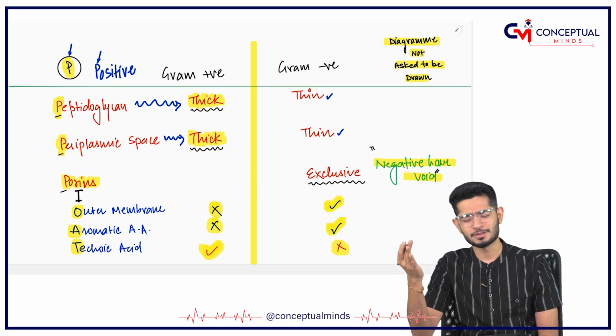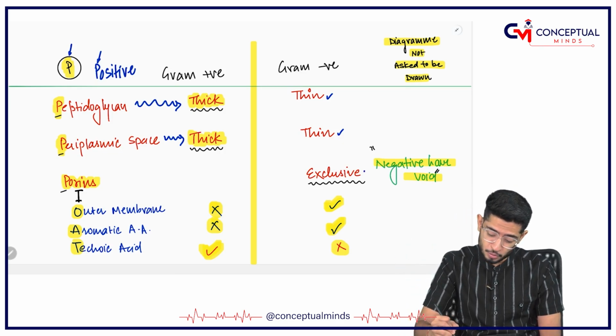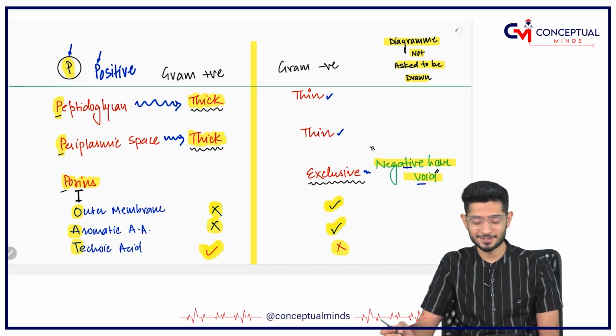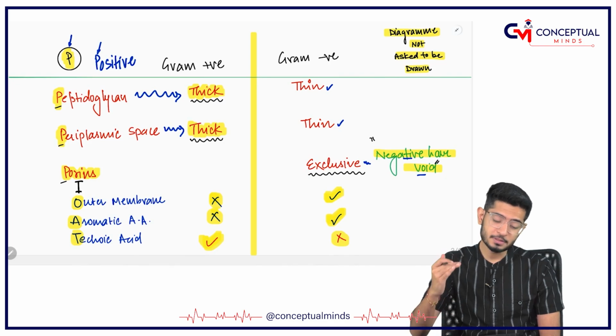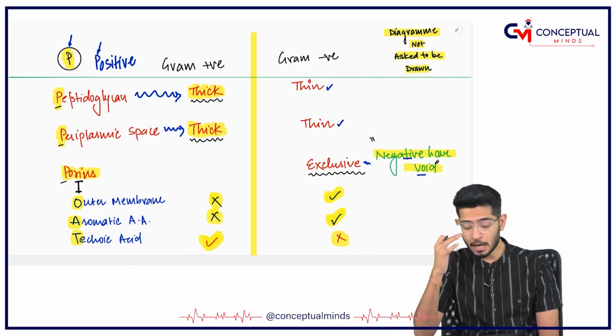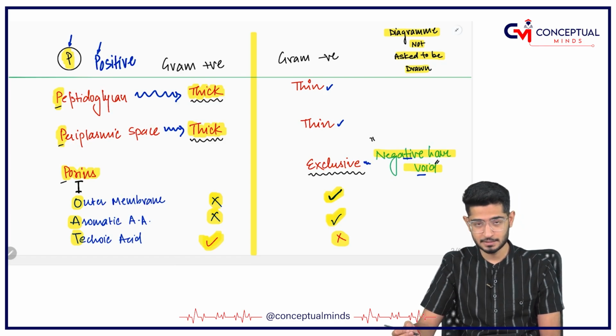That's why porins are there in gram-negative bacteria. They are exclusively present in gram-negative. So see here, void has negativity. Remember, porins are present on the outer membrane. Porins are present on the outer membrane. So outer membrane and porins, both of them are features of gram-negative bacteria.